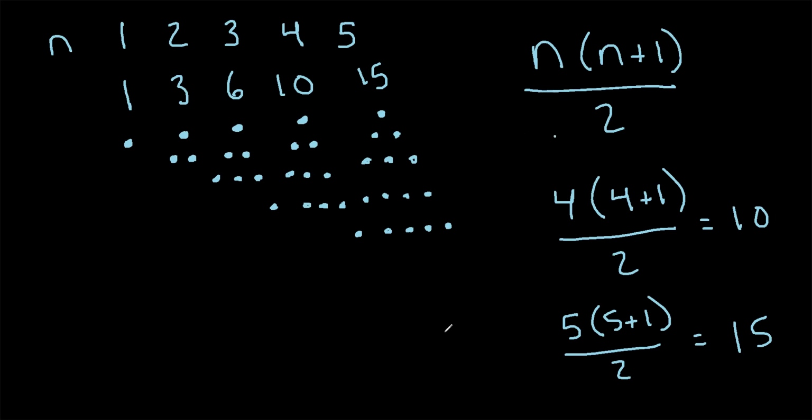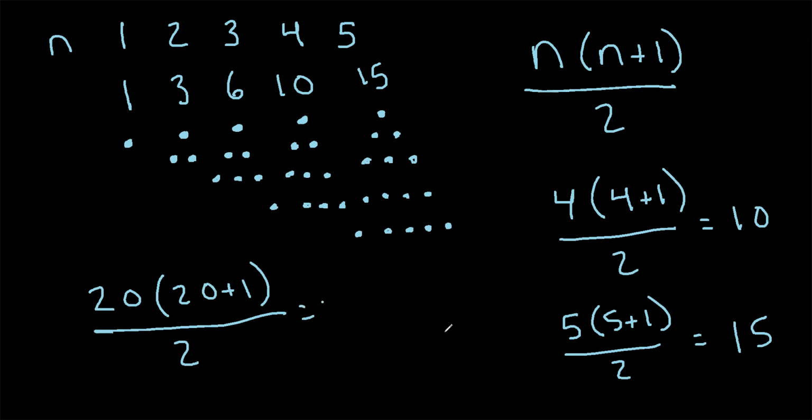So let's say we want to find the 20th triangular number. How could we do that? Well, we just plug in a 20 to the formula. So 20 times (20 plus 1) divided by 2. So 20 plus 1, that's 21. 21 times 20, that turns out to be 420. And when we divide that by 2, we get 210.